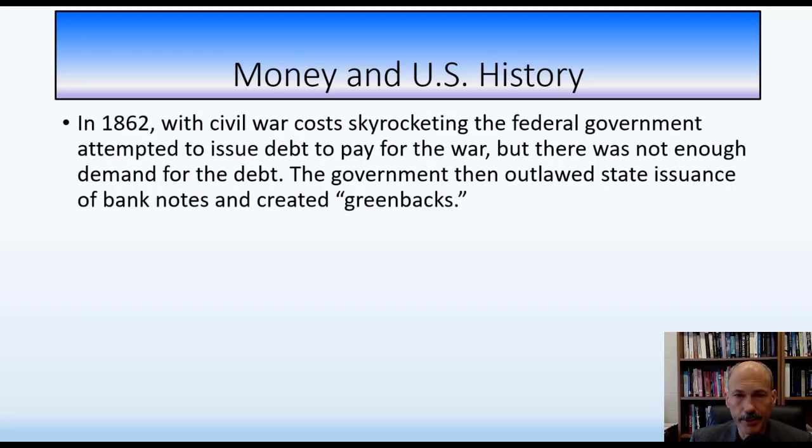Now let's get back to history. In 1862, the Civil War costs skyrocketed, and the federal government attempted to issue debt to pay for the war, but there was not enough demand for the debt, and they couldn't tax either. Remember, taxing was quite difficult. So the government outlawed state issuance of banknotes and created greenbacks. In 1862, you finally see this country getting a uniform central currency called greenbacks. They were called greenbacks because the reverse side of the dollars were green. This national currency was a huge move forward.